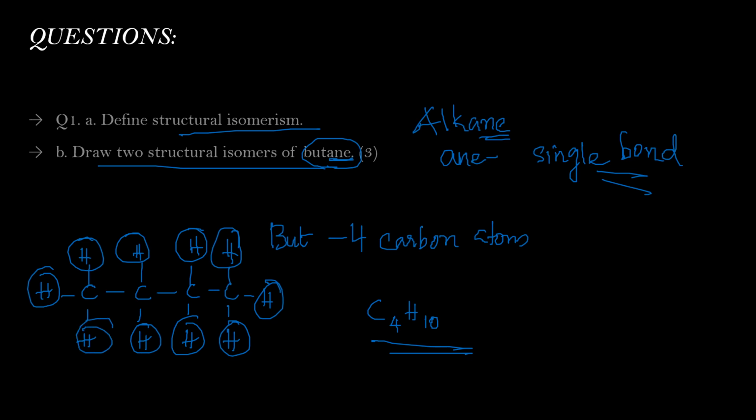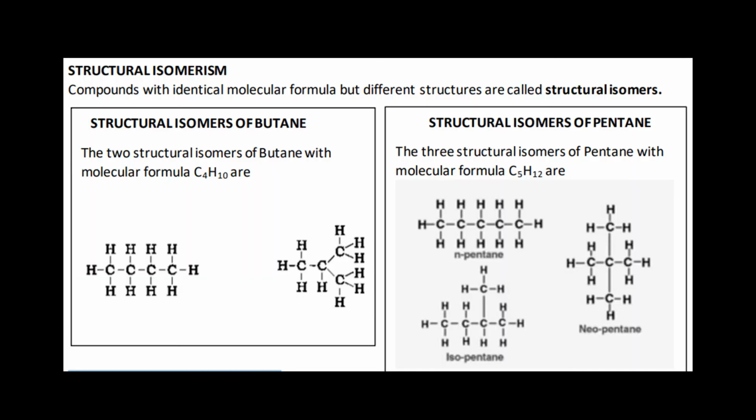So you have to define structural isomerism at first. What do you mean by isomerism? What do you mean by structural isomerism? Then you have to draw two isomers of butane. Structural isomerism: compounds with the identical molecular formula, same molecular formula but different structures, are called structural isomers.